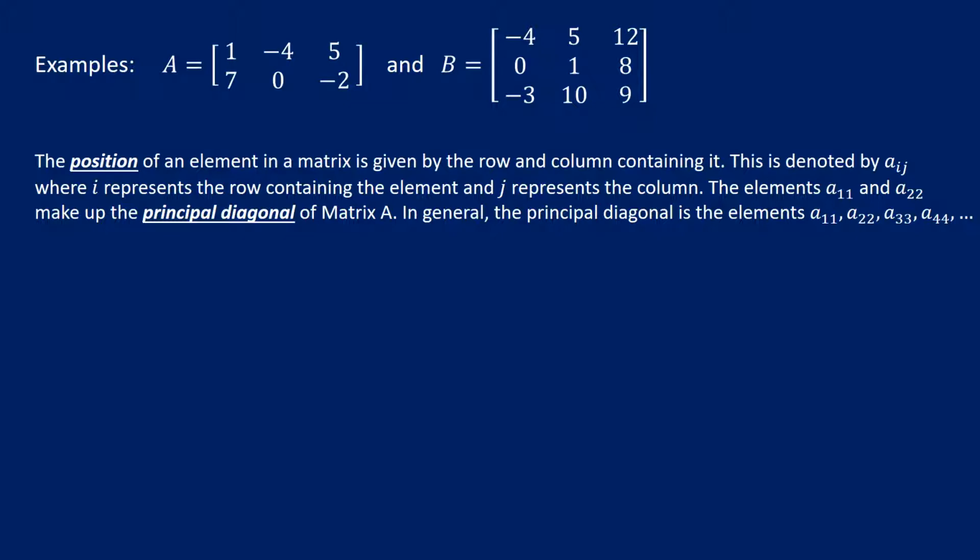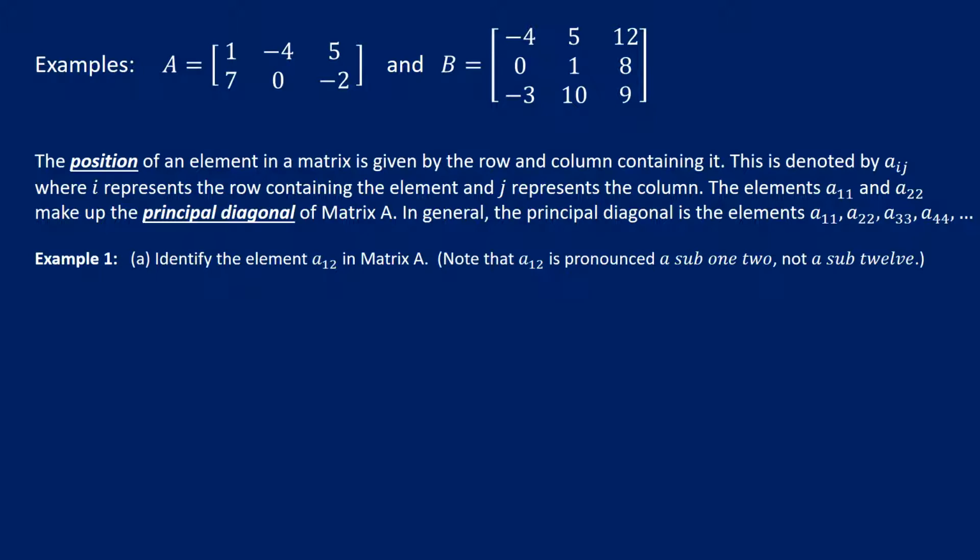The elements A sub 1, 1 and A sub 2, 2, or we can say A1,1 and A2,2, make up the principal diagonal of matrix A. So this is just saying that we're looking at the element A1,1 being the element in row 1, column 1, and A2,2 is the element in row 2, column 2. And in general, that is how we find the elements in the principal diagonal. They will be A1,1, A2,2, A3,3, A4,4, A5,5, and so on.